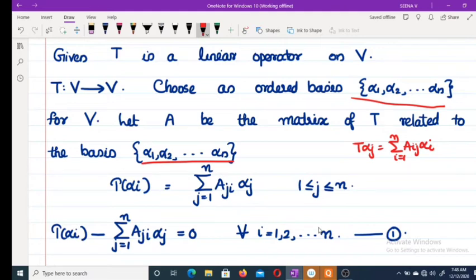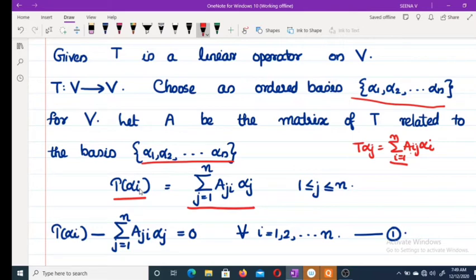For convenience, we are using the notation T alpha i. So T alpha i is equal to, just replacing i and j, or you can use k for j, the sum, j varies from 1 to n, of A j i alpha j. Here, in the earlier form, the summation is i varies from 1 to n of A i j alpha i.